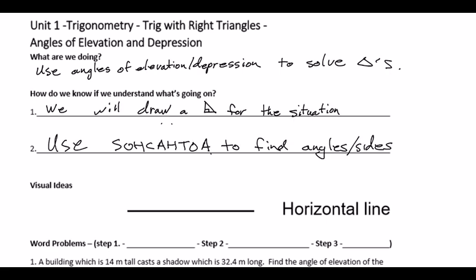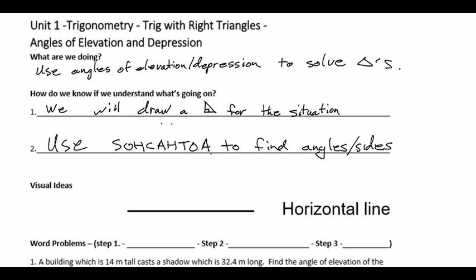Well, we'll basically draw a triangle for every situation or word problem that we're working on, and then we're going to use SOHCAHTOA to find an angle or a side. Now, you'll notice that we have this horizontal line here. This horizontal line is just a pictorial example of what we're talking about today with angles of depression and elevation. So imagine that you're looking from a window or you're looking from the ground.